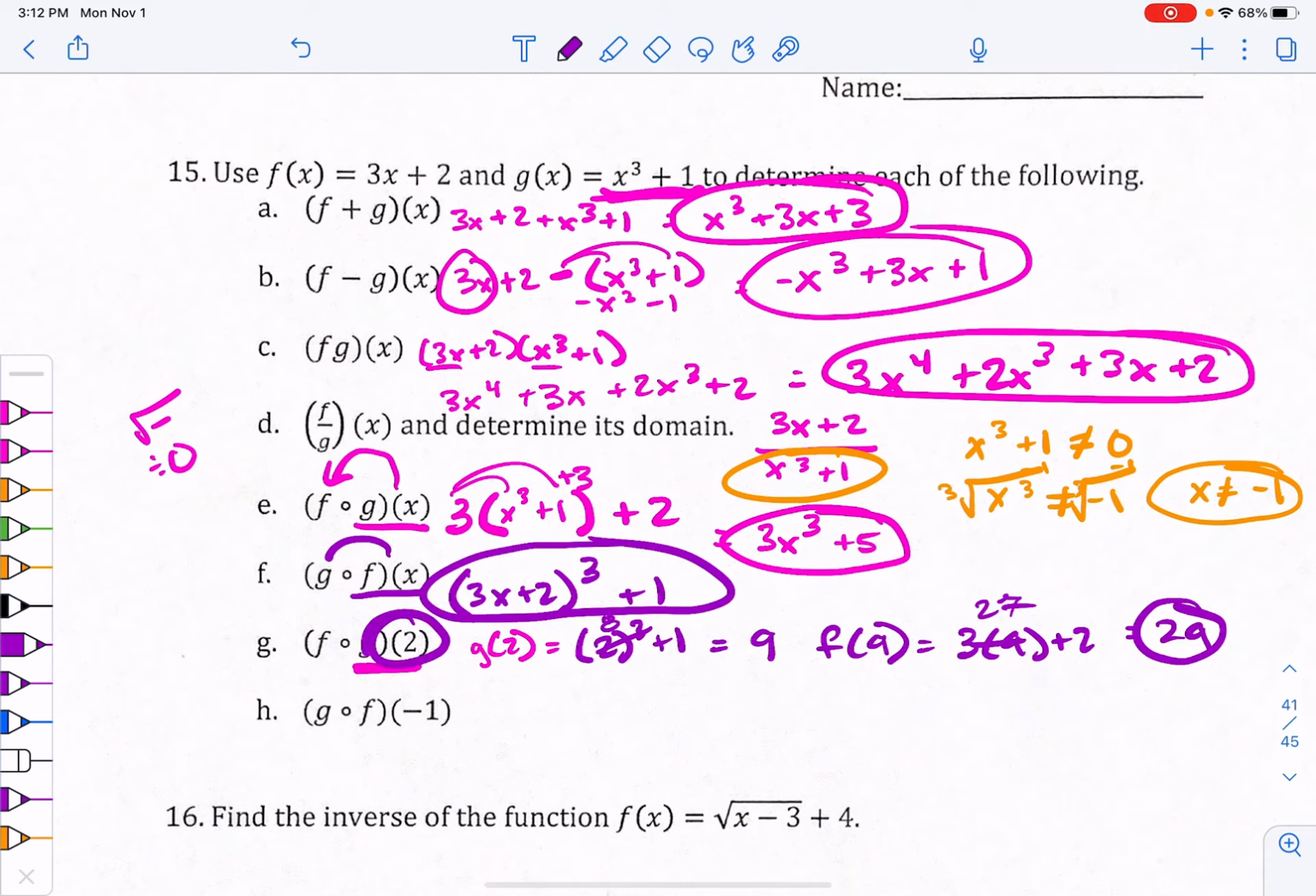So when you plug a number in like this, you're going to get a number out. When you're plugging just an expression in, you're going to get an expression out. Okay? All right, negative 1.